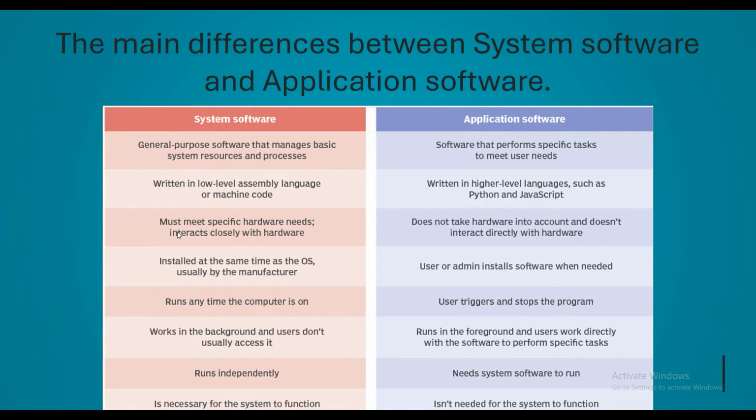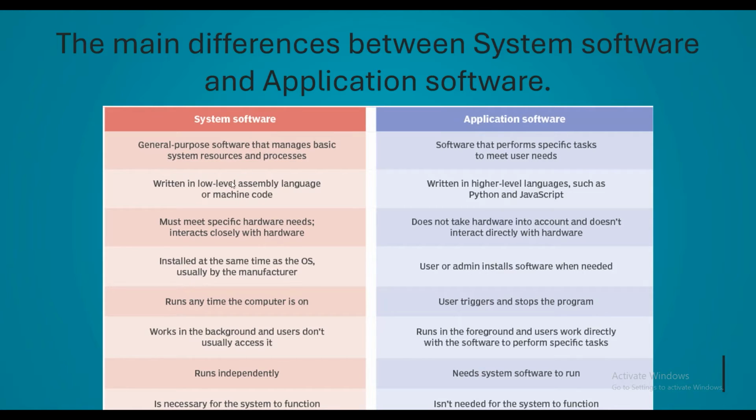The system software must meet specific hardware needs and interacts closely with hardware. Application software does not take hardware into account and doesn't interact directly with the hardware. And the fourth difference is that the system software is installed at the same time as the operating system, usually by the manufacturer. And the application software, the user or admin installs when needed.